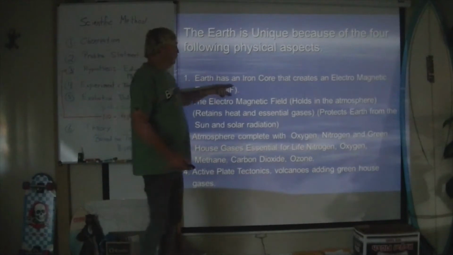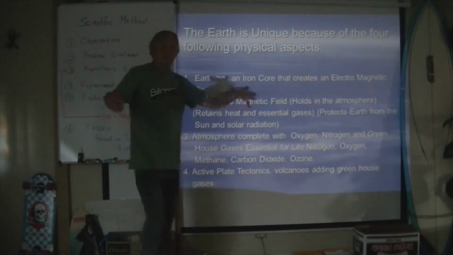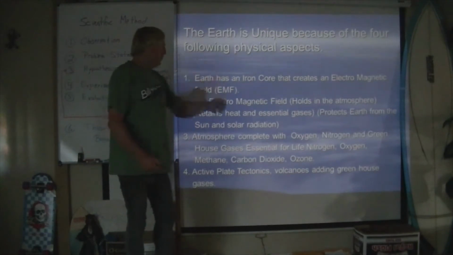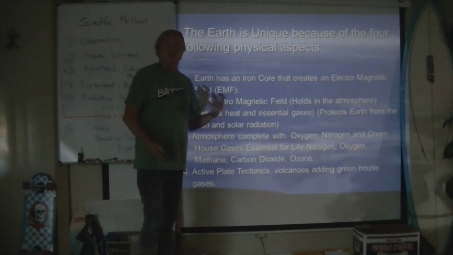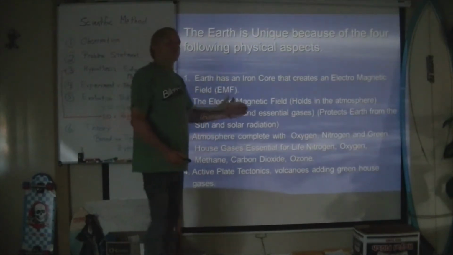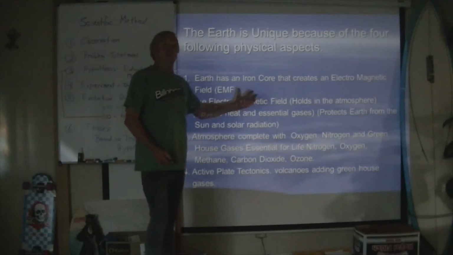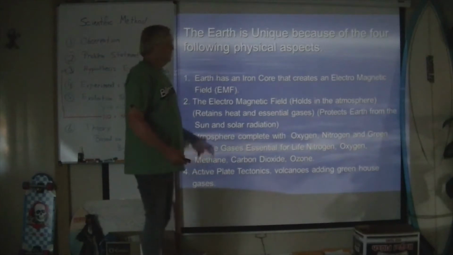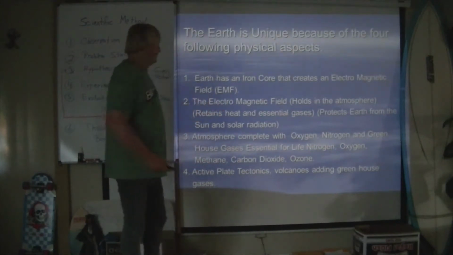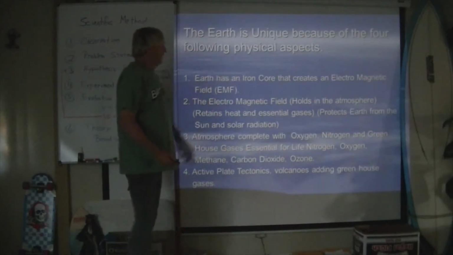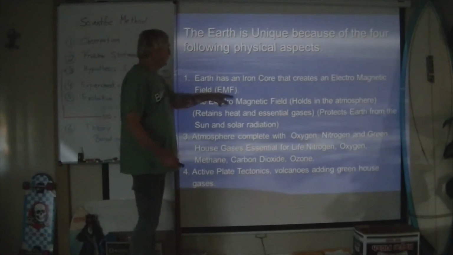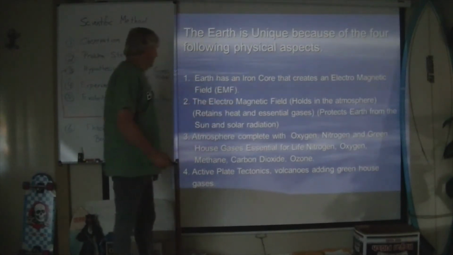They think it has more of a solid consistency because of the pressure as the Earth spins, putting pressure on that center part. Even though it doesn't make sense that it would be a solid because of the temperature of the center of the Earth, pressure can actually substitute for temperature to make something solid. So the Earth has an iron core. And because it has an iron core, this helps create what's called the electromagnetic field, the EMF.